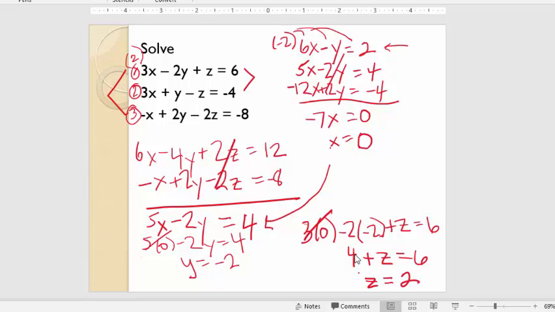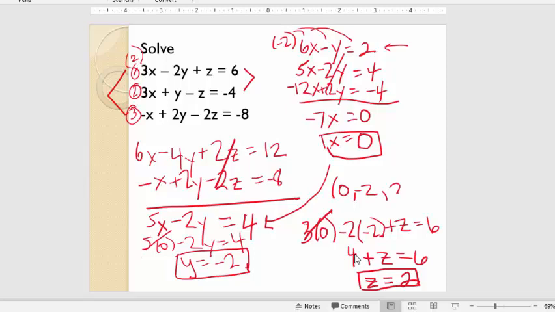So that means that the point where all 3 planes cross is z equals 2, x equals 0, and y equals negative 2. You can put a box around each one like this, or even better, write it in point notation: 0, negative 2, 2. So watch this video again just to get the method, and then try solving it on your own.